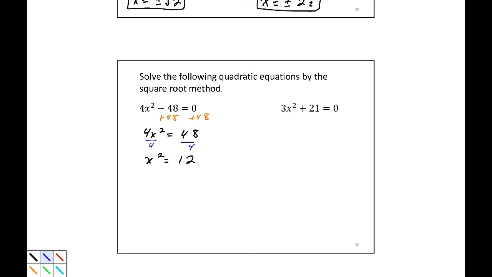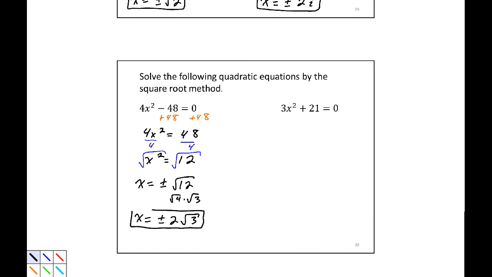Now, taking the square root of both sides, you see that x equals plus or minus the square root of 12. Well, 12 is 4 times 3, if you recall. So that our answer is x equals plus or minus 2 root 3. Our prerequisite knowledge is going to come in very useful throughout this chapter. So x equals plus or minus 2 root 3.